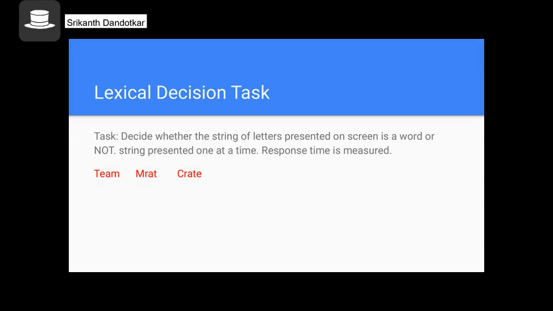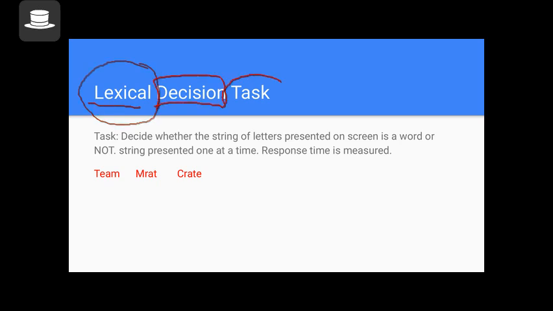Okay, so this task is called the lexical decision task. Lexical means word, lexicon, dictionary, word. Lexical is related to the word. Decision is you're making a decision. So it's a task of making a decision about whether or not a string of letters is a word.